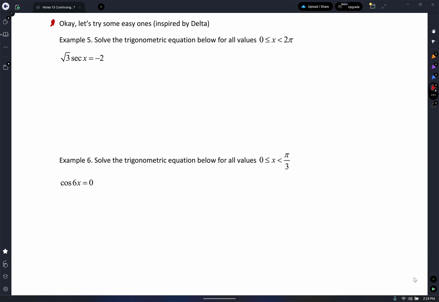All right, so here we go. Solve the trigonometric equation below for all values between 0 and 2 pi. And look what it says. Square root of 3 secant x equals negative 2. So the first thing you want to do is get secant x by itself, and you do that by dividing by square root of 3. So write secant x equals negative 2 over square root of 3. So do that.